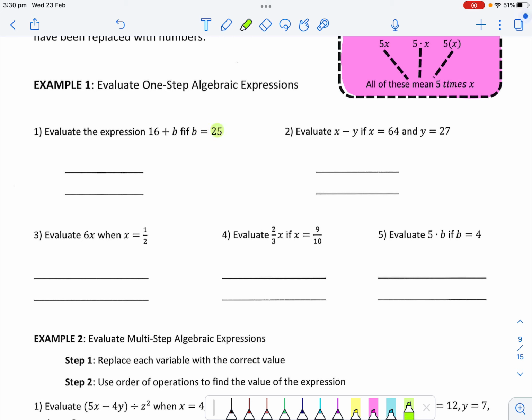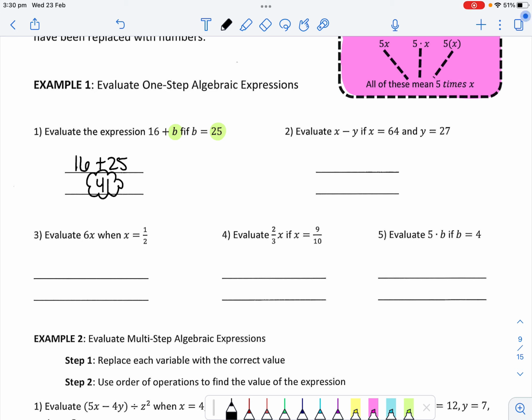So I'm going to take this 25 and I'm going to put it in for b. So my first line is going to be 16 plus 25. And then once I've got those numbers both in there, or in this case, the one number in the expression, I can just go ahead and add. So this is going to be 41.